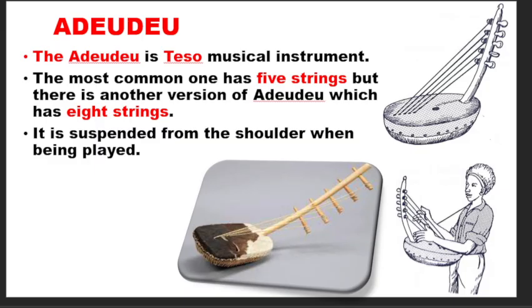Adeudeu is a Teso musical instrument. The most common one has 5 strings, but there is another version of adeudeu with 8 strings. It is suspended from the shoulder when being played.